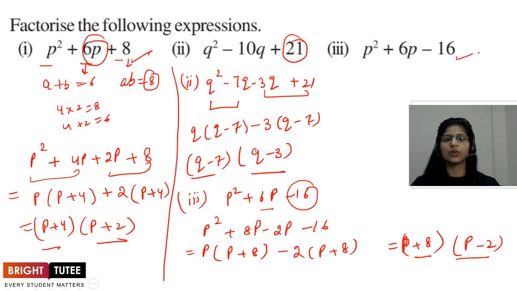So I hope this has given you a clear understanding of all the types. Three types are using the identity, and this is the fourth type, where we are splitting the middle term that we have, like 6p minus 10q and 6.